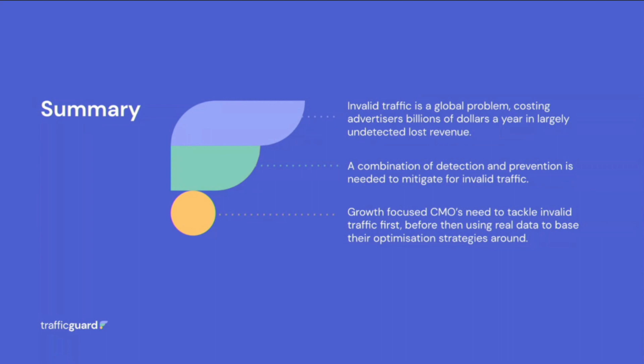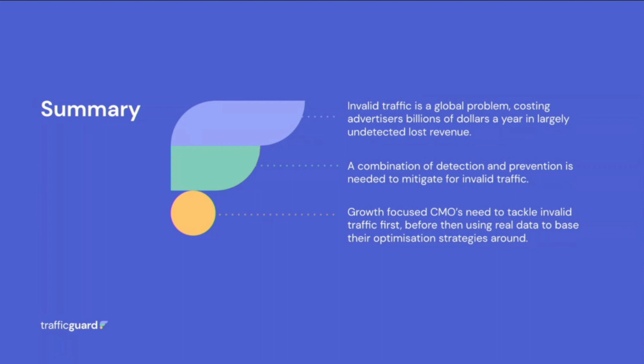So we've only had 20 minutes to spend together, but I'm hoping that's given you a bit of an idea about the effects of fraud and invalid traffic and how a platform like TrafficGuard can very quickly integrate for you to help you to understand how it's affecting you and help you to prevent. So, to leave you with this summary, invalid traffic is a global problem. It costs advertisers billions of dollars a year, and this lost revenue is largely undetected. Most CMOs and advertisers are not even aware of this opportunity. With a platform like TrafficGuard, we can enable you to both detect and prevent this invalid traffic to drive growth and return on ad spend.